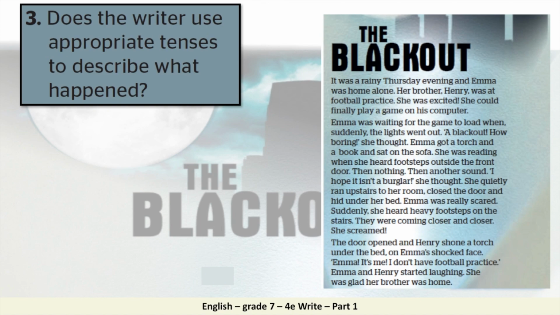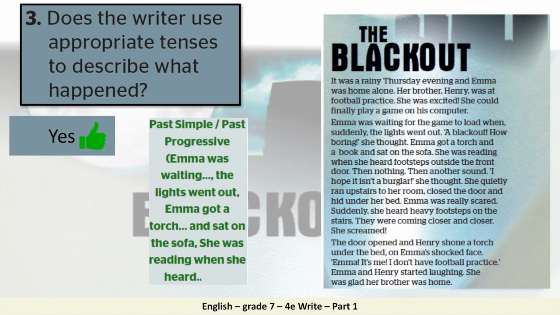Question number 3. Does the writer use appropriate tenses to describe what happened? The story happened in the past. So yes, the writer uses the past simple and the past progressive to tell the story. For example, Emma was waiting for the game to load. The lights went out. Emma got a torch. She was reading when she heard footsteps outside the front door.